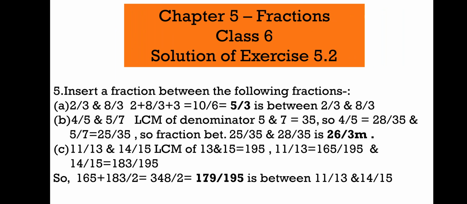4 upon 5 and 5 upon 7. Now here you have to find the LCM of the denominators, which is 35. So 4 upon 5 is 28 upon 35, and 5 upon 7 is 25 upon 35. So 26 upon 35 will be in between 25 upon 35 and 28 upon 35.